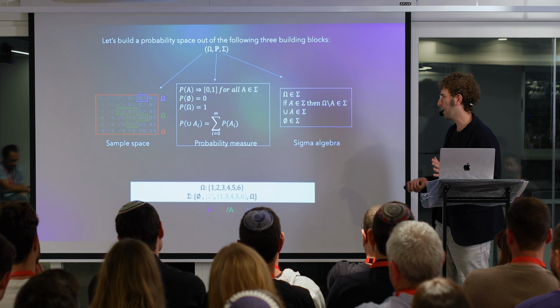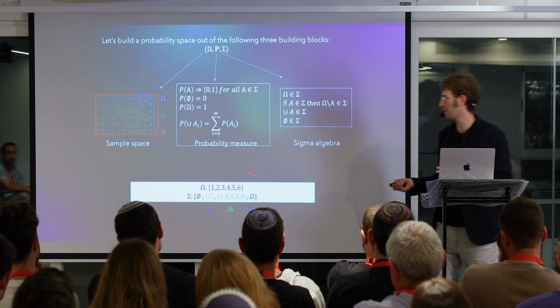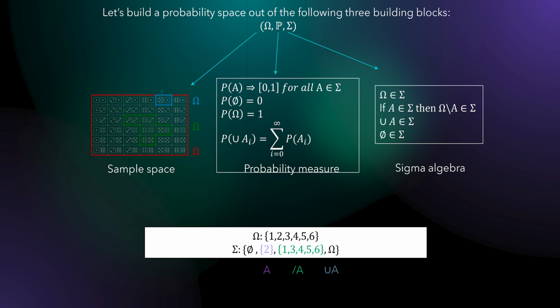Okay. So let's just build one. For example, just for our little example here, we can just say we have some omega, which is the set of the rolling dice 1 to 6. And in our sigma algebra, we have the null set and its complement omega. And we talk about rolling 2. And so if we include 2, we have to include its complement, which is rolling everything else, right?